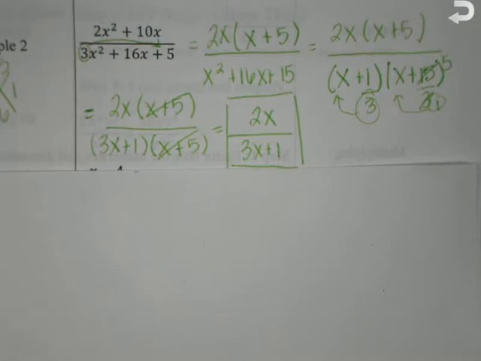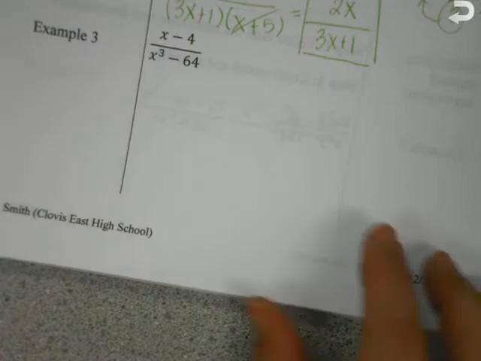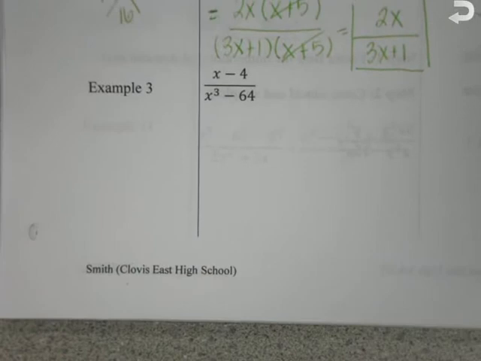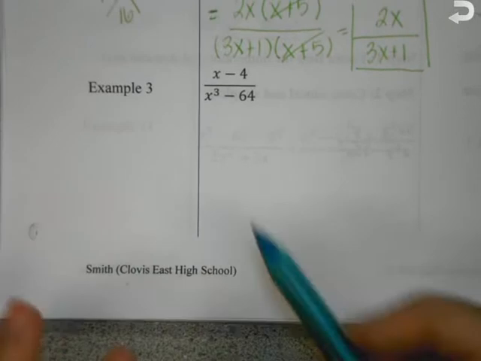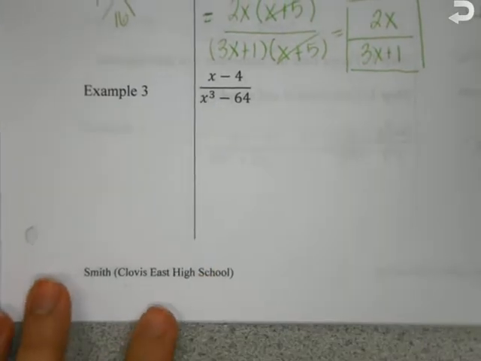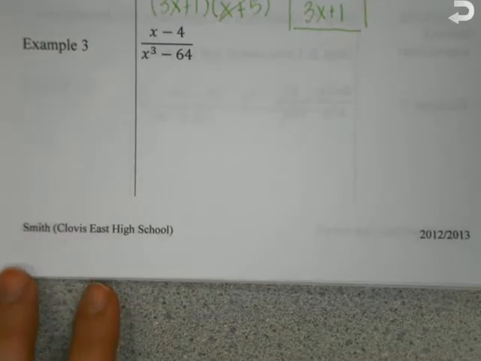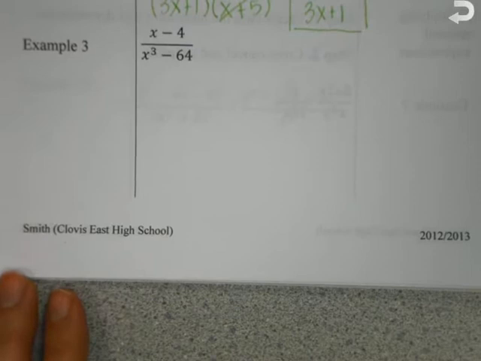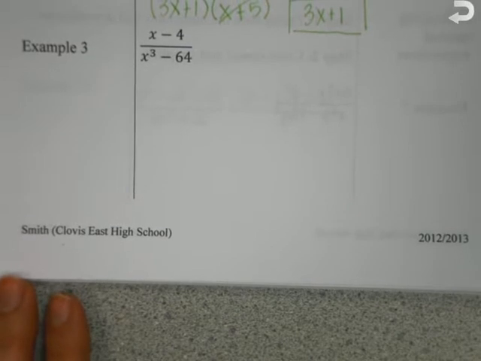Alright, example 3. X minus 4 on top over x to the third minus 64. I want you guys to look at this. We cannot factor the numerator, correct? Okay, can I factor the denominator? Okay, it is not a difference of 2 squares though. Does anybody remember what method this is?